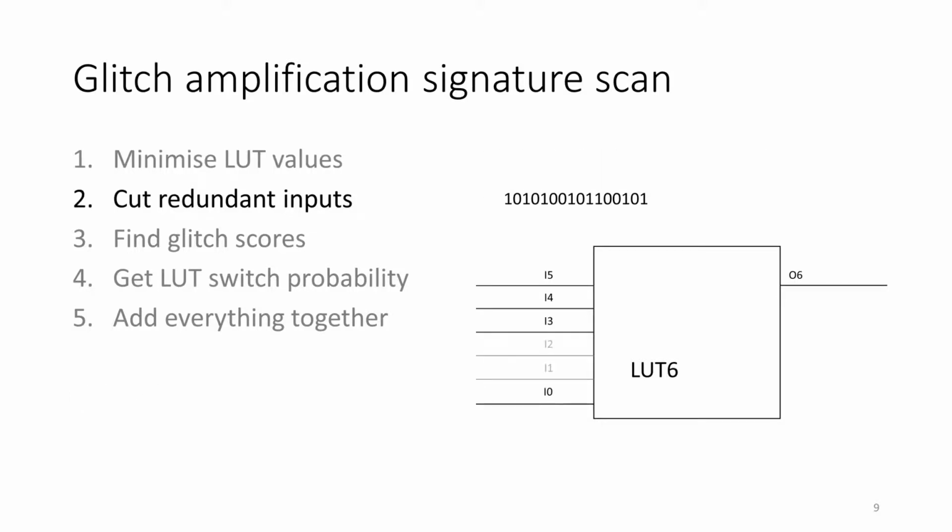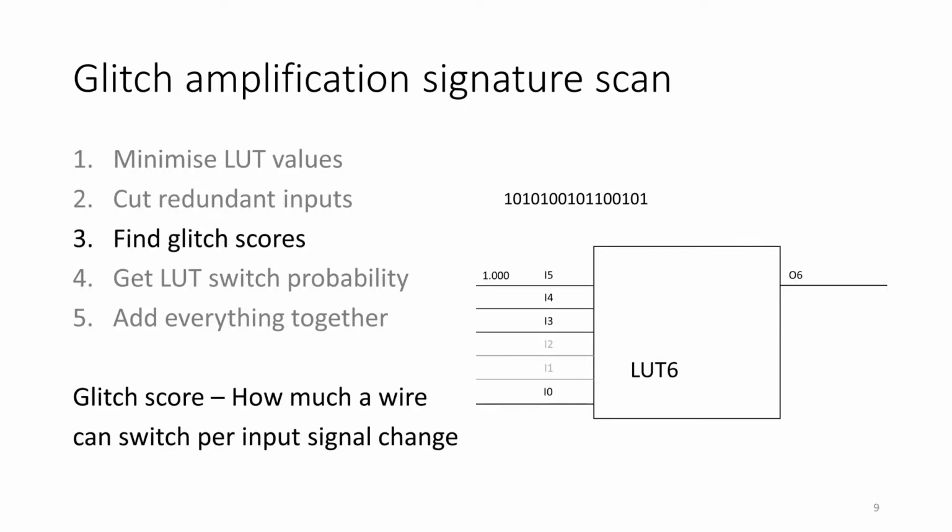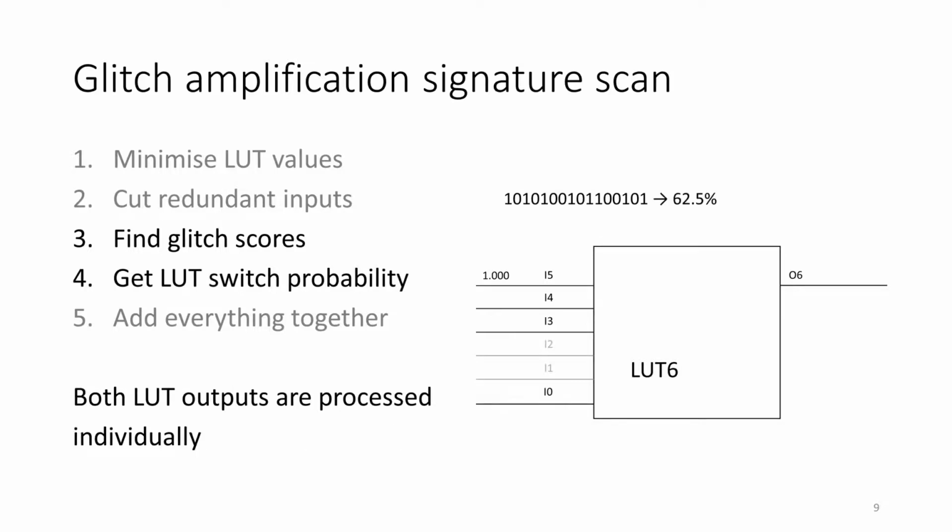With the minimized value, we can see that input 1 and input 2 were redundant for this particular function, so we cut those connections. Next, we start finding scores for every wire between any two flip-flops. A glitch score essentially represents how much a wire can switch per input signal change. Once we reach a lookup table, we find out how likely it is that the output changes its value with that specific implemented function. In this case, it is 62.5%.